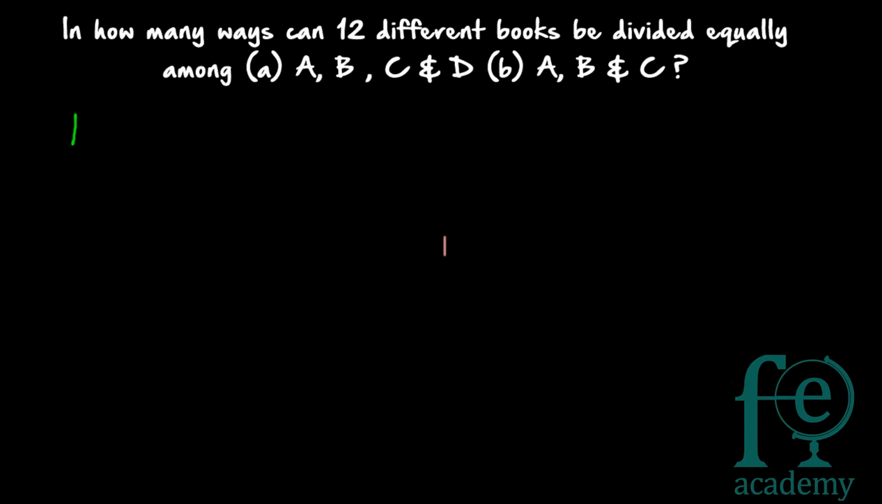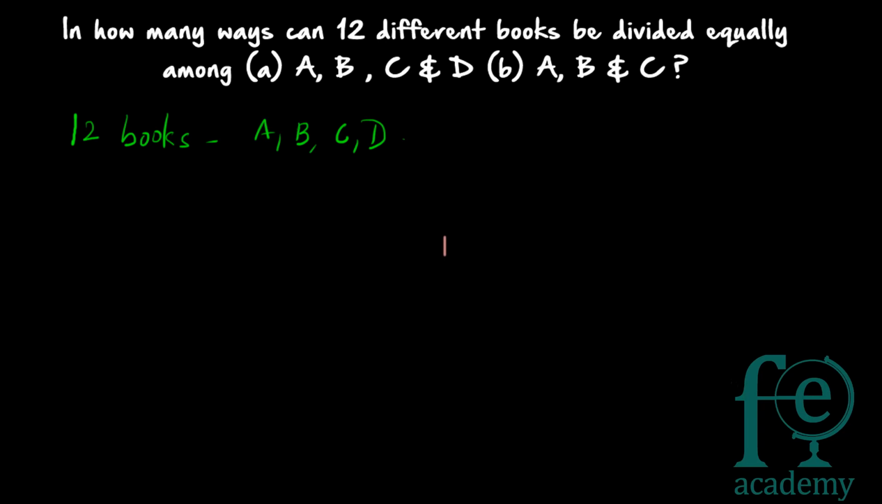So 12 books have to be divided among A, B, C and D. So first case we can see. How can this be done? 12 different books have to be distributed among 4 different people, A, B, C and D. So this is a case of combination. The books are selected and distributed among the members.